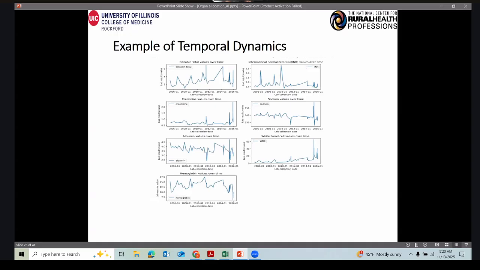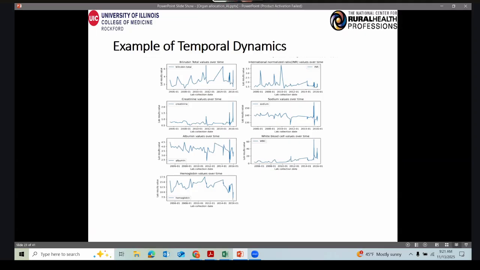This is one example of temporal dynamics, basically how the lab values for liver transplant patients fluctuate over time before the transplantation. Here you can see that each plot represents one key lab parameter. For example, bilirubin, creatinine, INR, sodium, WBC, and hemoglobin, all tracked across several years. The x-axis shows the date of lab collection, and the y-axis shows the measured lab value at that time point.